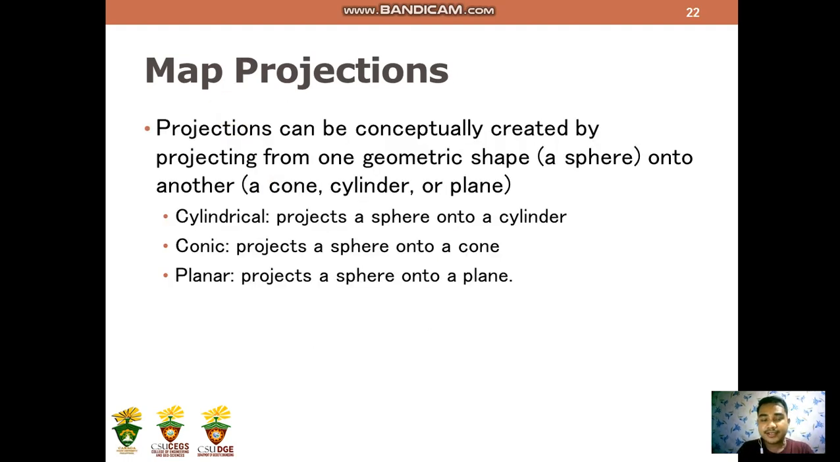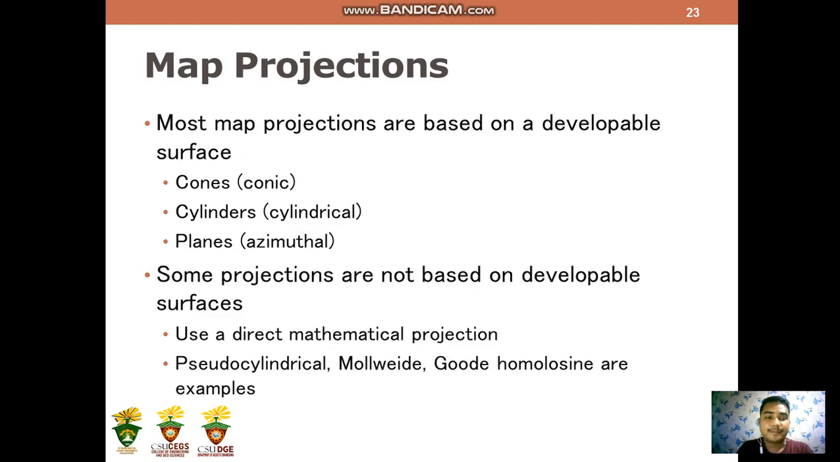So map projections can be conceptually created by projecting one geometric shape which is a sphere into another, like a cone, cylinder, or plane. And in cylindrical, it projects a sphere onto another which is a cylinder, from the word itself, no? And conic, it projects a sphere into a cone, and planar, which projects a sphere into a plane. And most of the projections are based on a developable surface, like a cone, a cylinder, and plane.